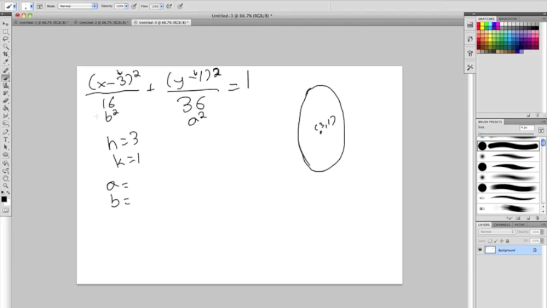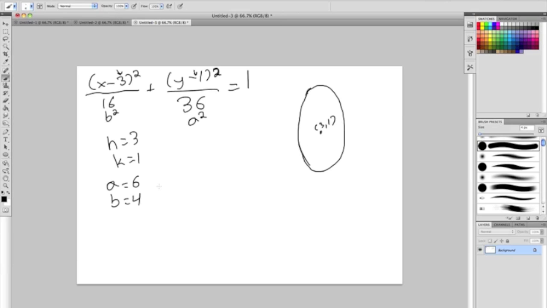A goes to the greater one, b goes to the smaller one. I find this much easier to use. So a is going to be 6, and b is going to be 4. Now what we have to do is figure out where the vertices and the co-vertices are.